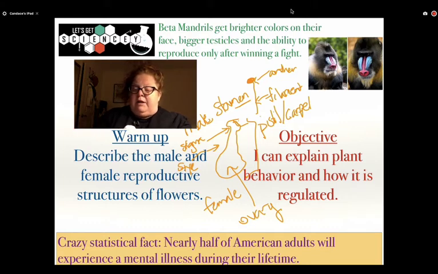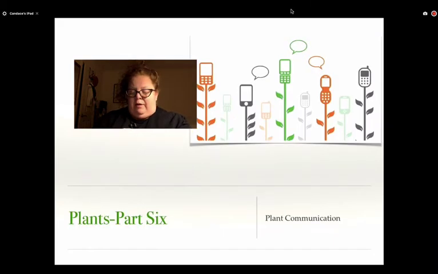And so today we're going to talk about plant behavior and how that can be regulated, kind of what that's all about. Another way you could say this is communication of the plant, and it's going to be within the plant and a little bit between plants. But mostly it's going to be communication between different components of the plant itself, the different organs, really.